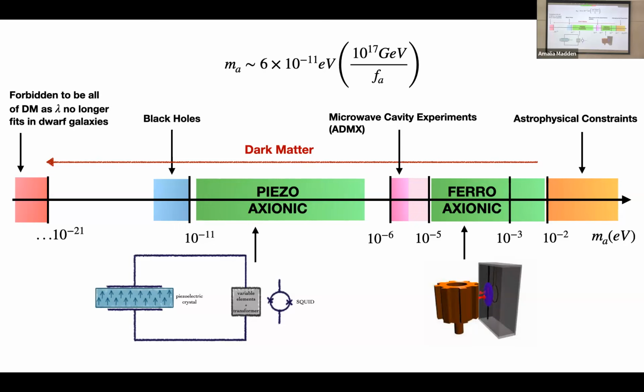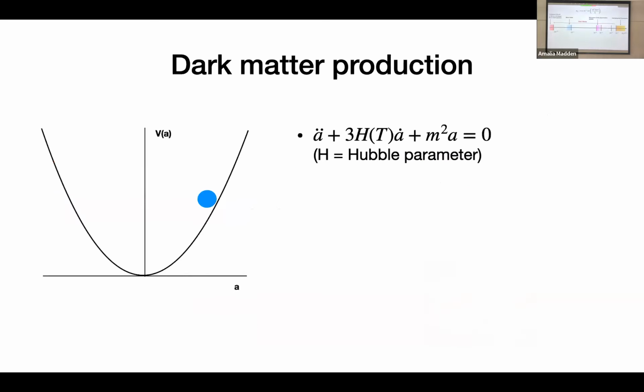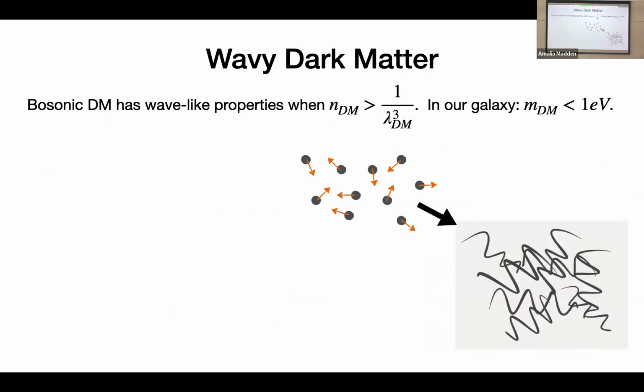So, two slides ago, you said in our galaxy, the dark matter mass is smaller than 1 eV. That just comes, can I go back? Sorry, it's frozen. So it comes from this condition here. You look at the number density of the dark matter in the universe, and you look at 1 over the de Broglie wavelength cubed of our dark matter. If you plug in the parameters for our universe, you find that's about 1 electron volt.